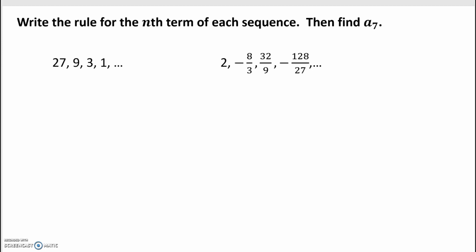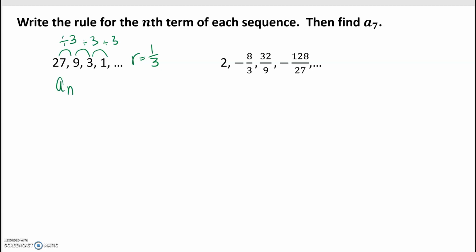Since I know these are geometric sequences because it's telling me to write the rule, I'm going to figure out what's happening each time as I look at these sequences. To get from 27 to 9, 9 to 3, and then 3 to 1, each time I am dividing by 3. Remember, when I'm dividing, it's the same thing as multiplying by our fraction. So my ratio is going to be 1/3.